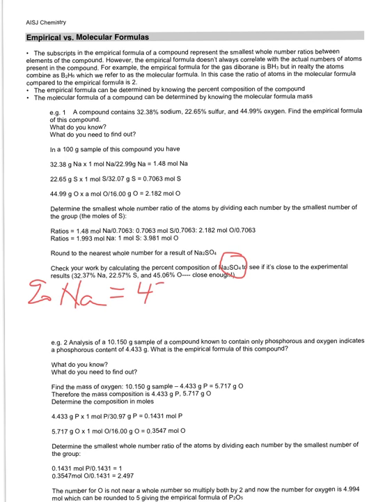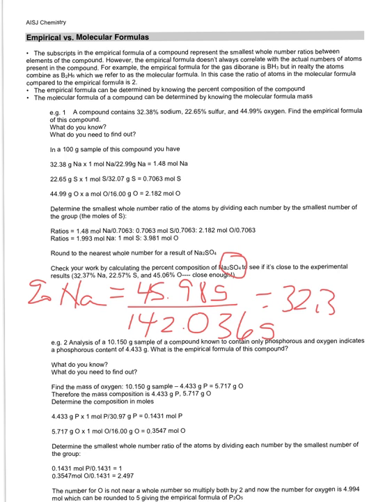Well, you know, sodium is 45.98, and you can calculate the total molar mass of sodium sulfate to be 142.036. So you get 32.37% sodium, which is relatively close to the experimental value that was given to you.